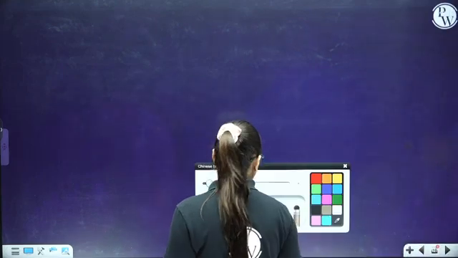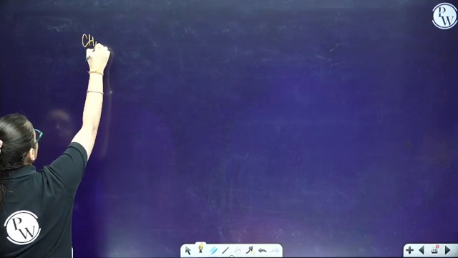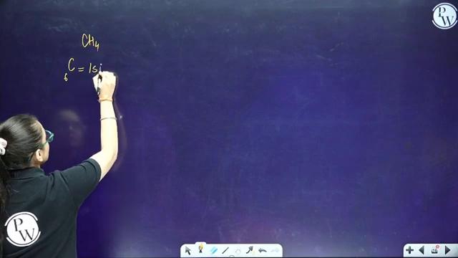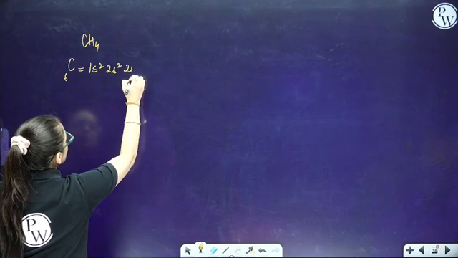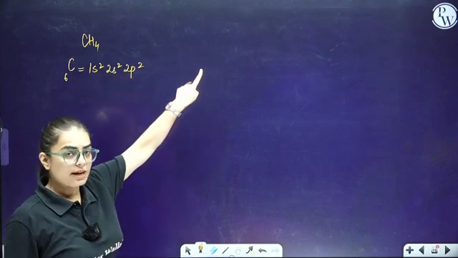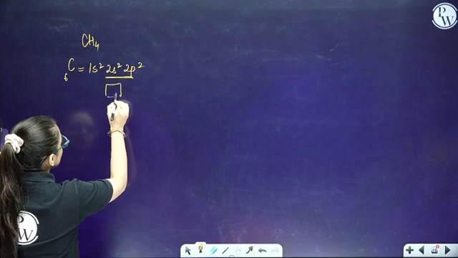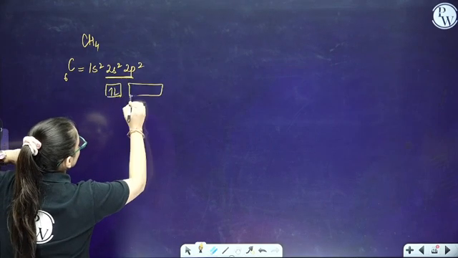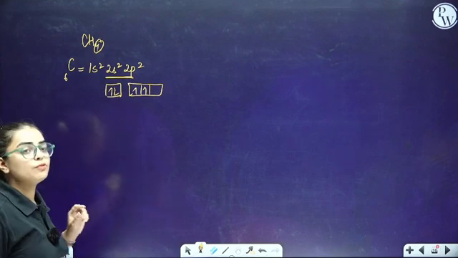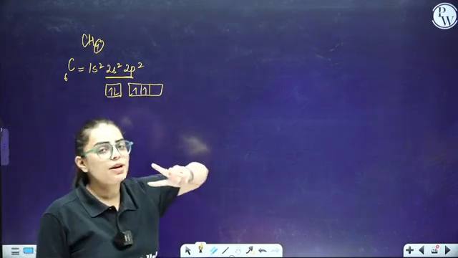See, let's talk about the case of carbon. Let's take the case of the CH4 molecule. We know carbon has atomic number 6, so the configuration is 1s2, 2s2, 2p2. 2 plus 2 is 4, 4 plus 2 is 6, right? Now see, students, in 2s2 we have 2 electrons, and in 2p2 we have how many electrons? 2. Now, how many hydrogens have to come to show bonding? 4 hydrogens, but over here we only have 2 unpaired electrons. That means only 2 hydrogens can bond.